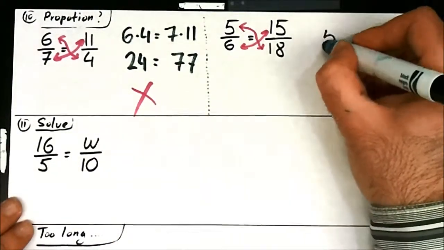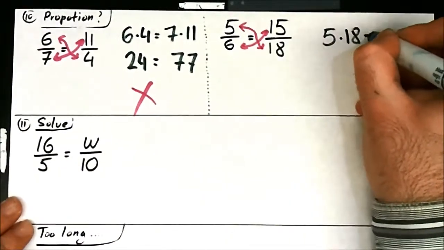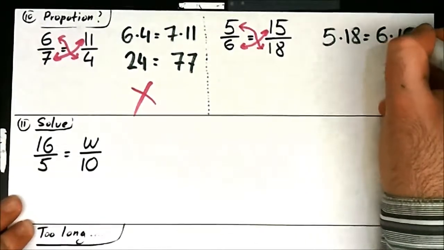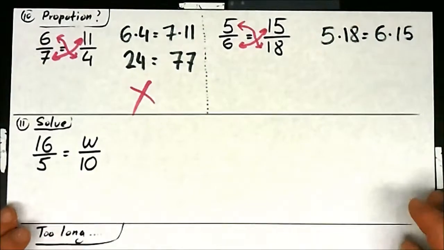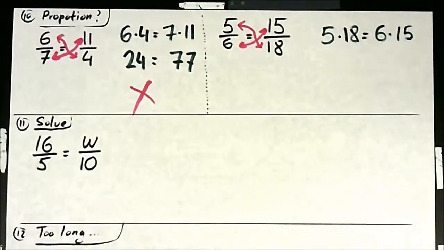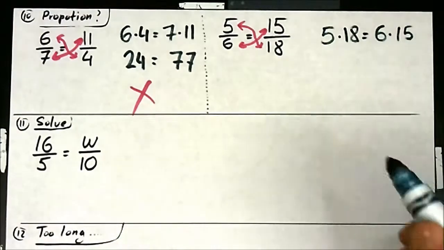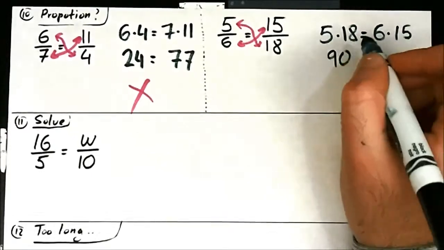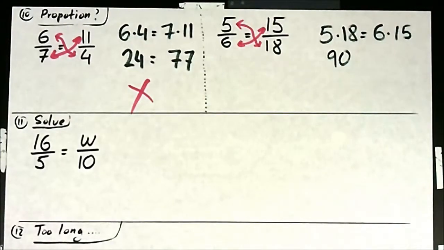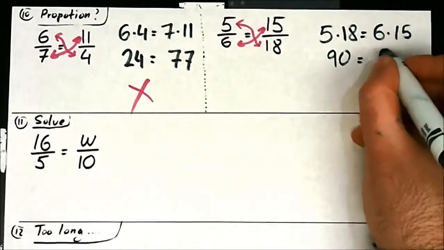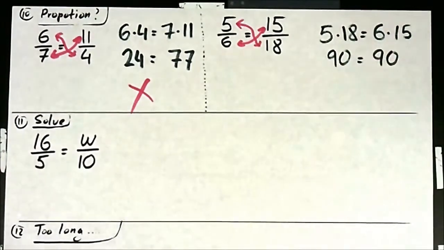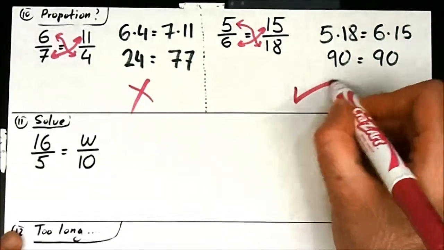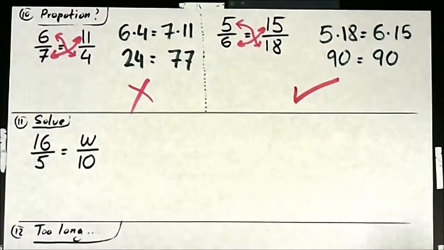We have 5 times 18. 6 times 15. A little bit tougher multiplication. Can someone tell me what those two are? 5 times 18 is 90. And 6 times 15 happens to be 90 as well. Didn't look like they were going to be the same, but they actually are. Kind of neat. They are indeed in proportion. Questions on number 10.